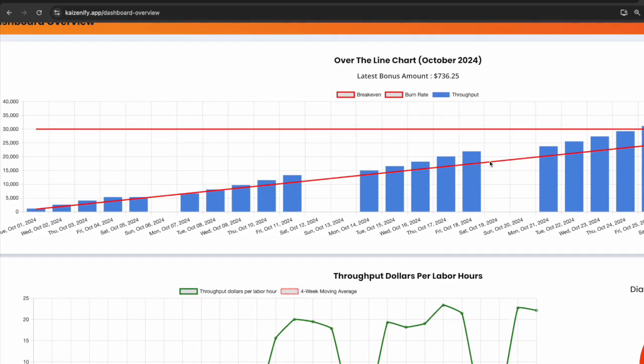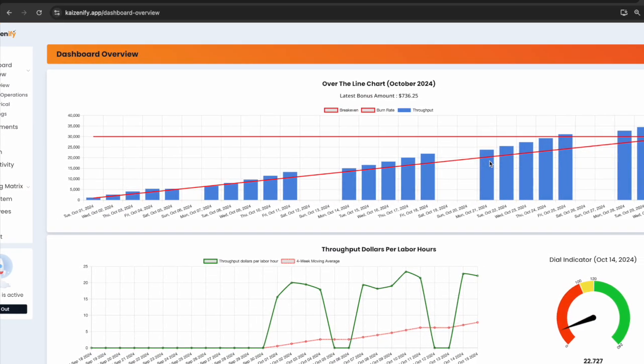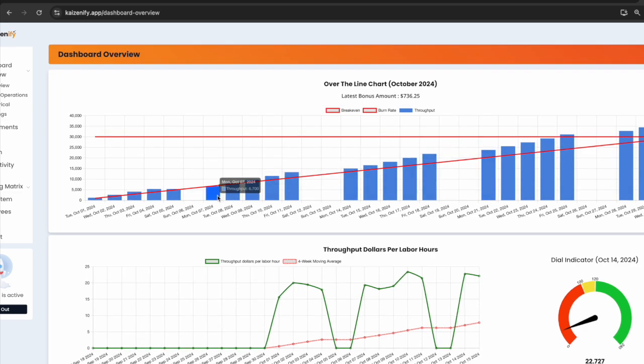So that's a quick breakdown of the over the line chart. I find this extremely useful for daily operations. So at a minimum, if I was the owner of the company, I would be looking at this every day, and I would also roll this out to my production manager, whoever is responsible for throughput in the shop.